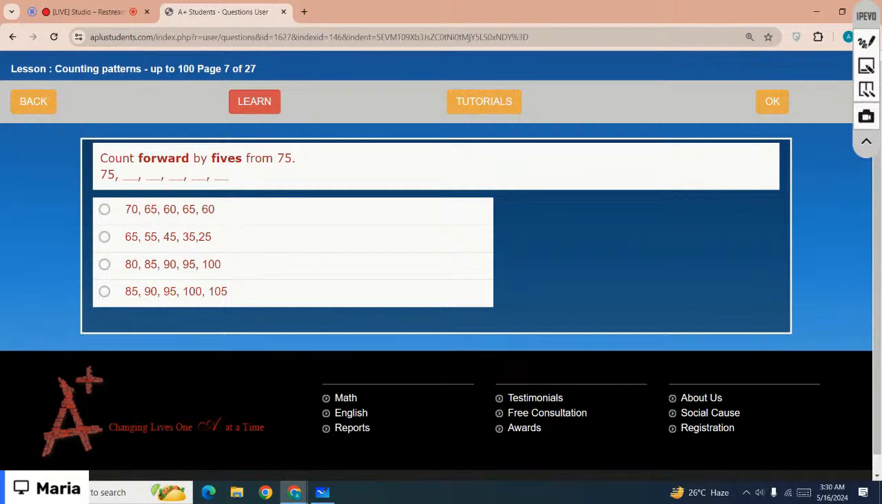Count forward by fives from 75. So which is the correct option? That is 80, 85, 90, 95, and 100. Option number 3 is the correct option, isn't it?